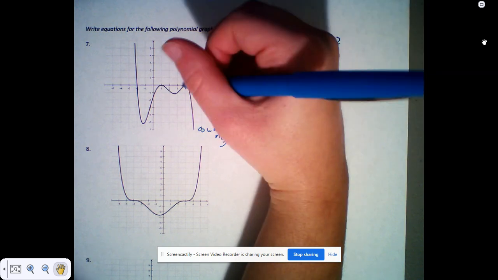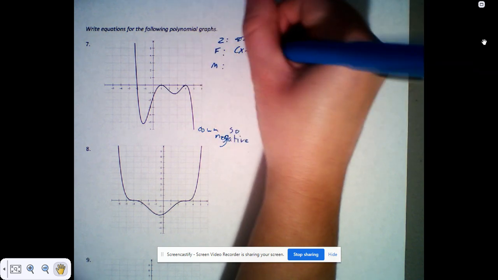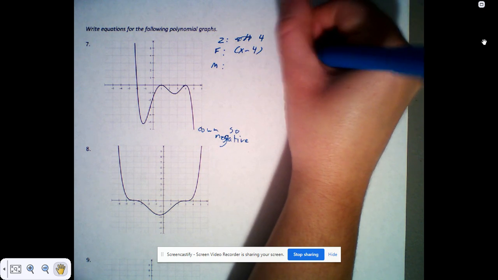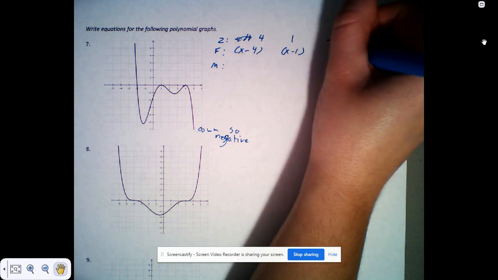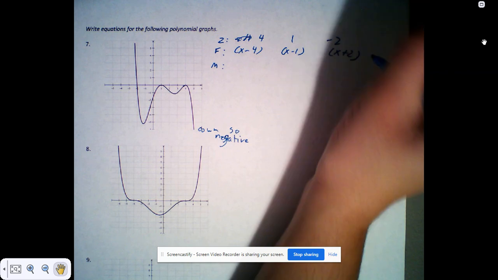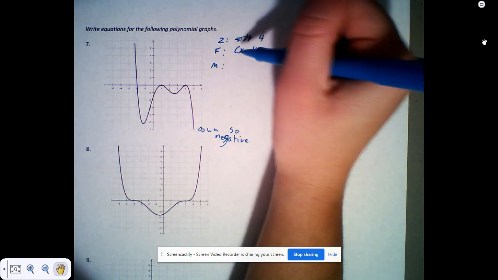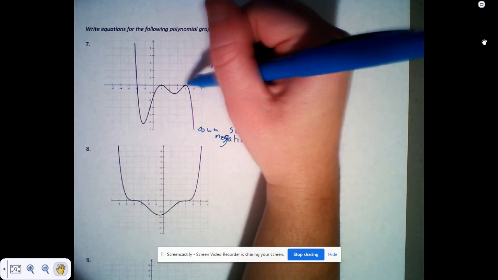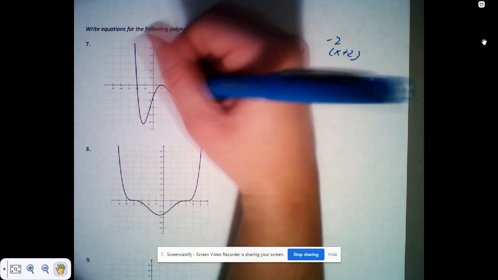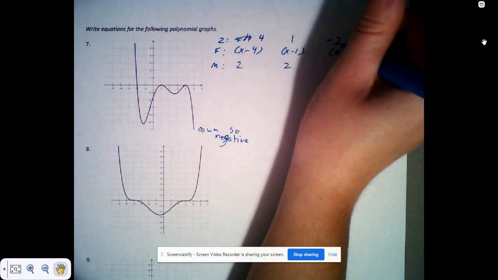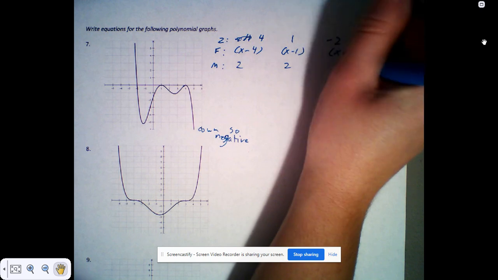At 4, the factor would be x minus 4. I know it's the opposite. At 1, the factor is x minus 1. And at negative 2, the factor is x plus 2. And then multiplicity, when I'm at 4, it's a bounce. I'm bouncing off, so it's 2. At 1, it's a bounce. So it's 2. And at negative 2, I'm going straight through, so that's 1.